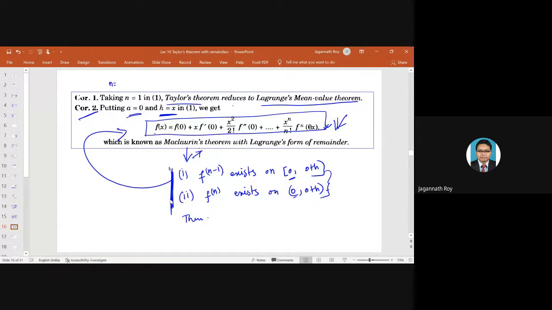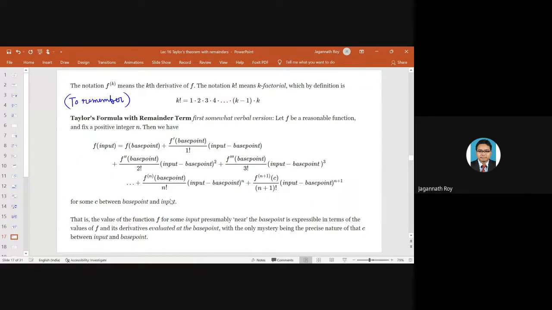And then, how to remember the expressions for Taylor's formula with remainder term?